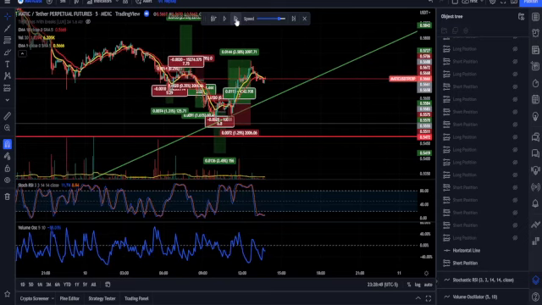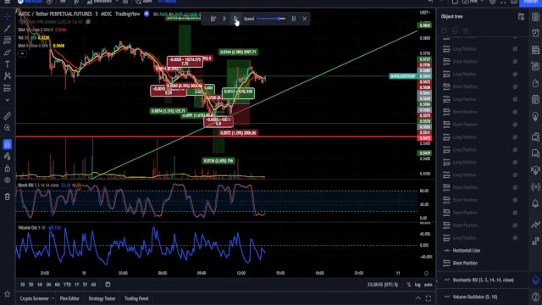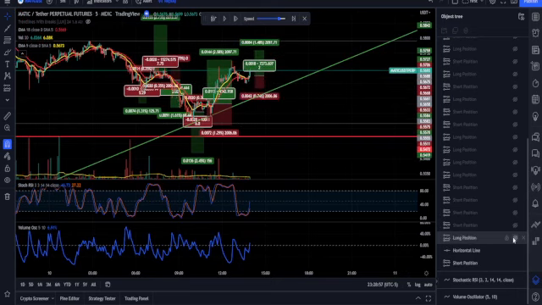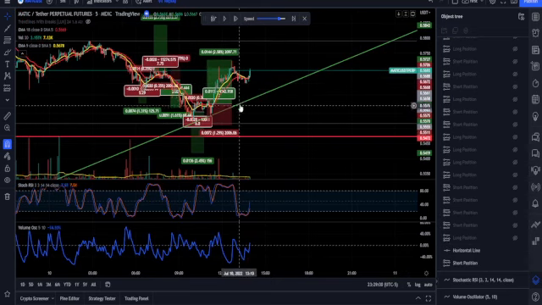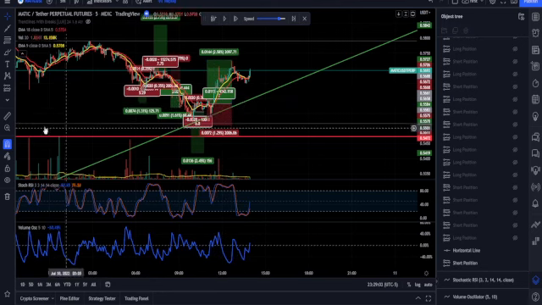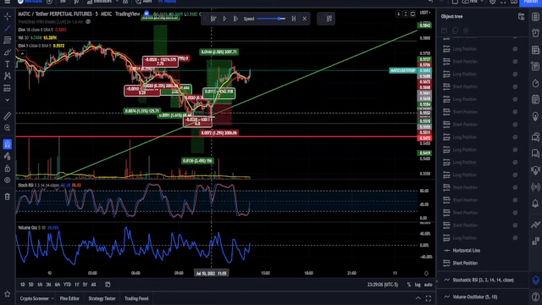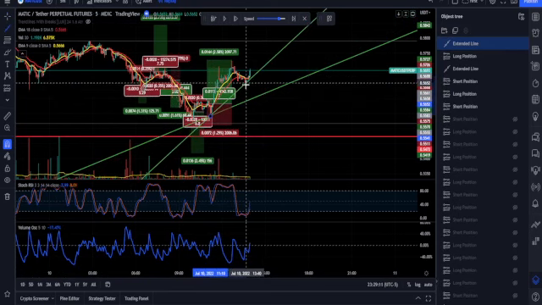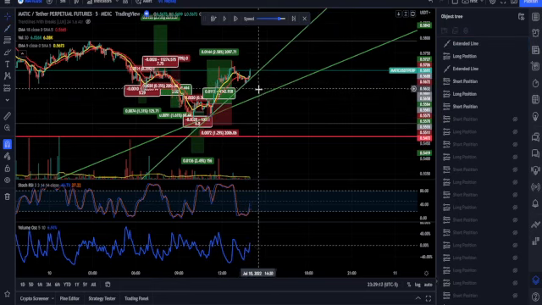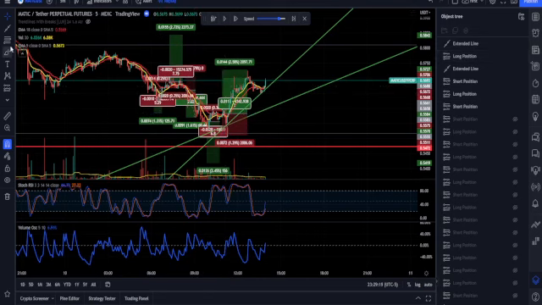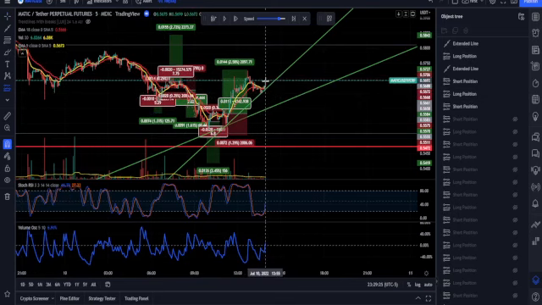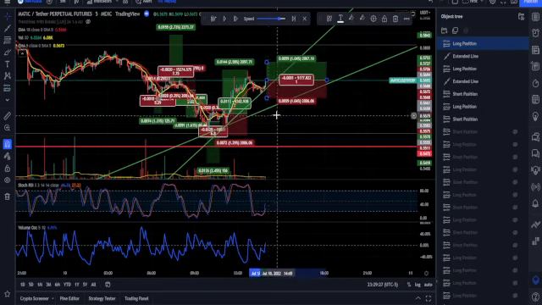Alright. Right here I think we have to draw a new trend, because from our recent low down there to our current low, right here I think we could take a long position based on that. So there's our long.